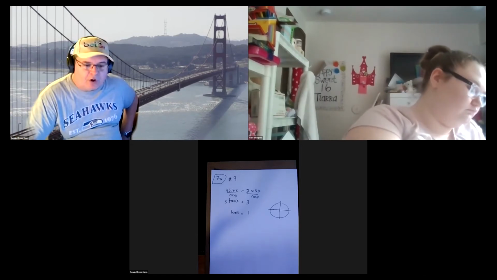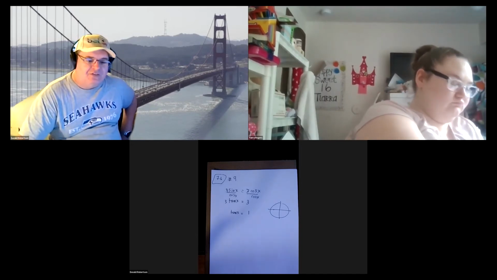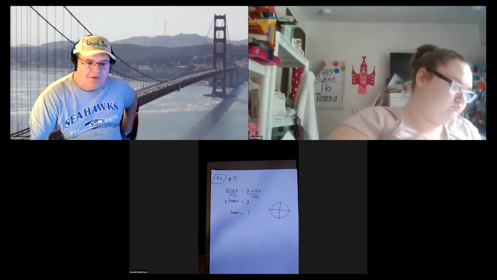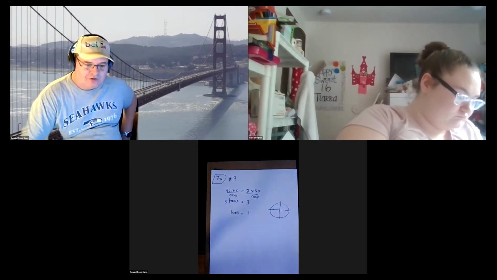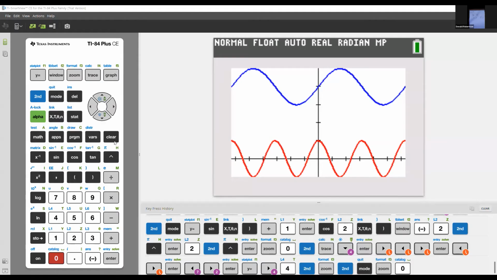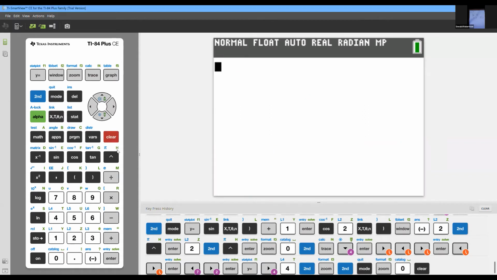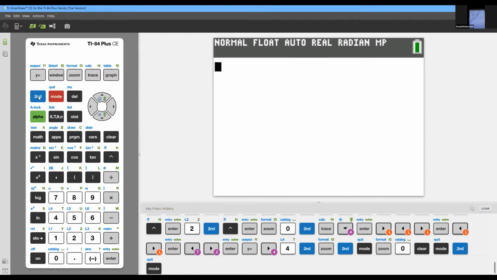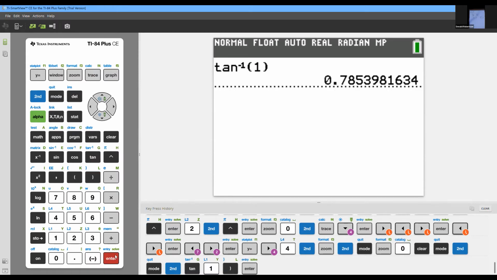So let's pretend that we got a horrible answer instead of 1, like the tan of x is 4/3. How would we go about making that happen? I'll share the screen and show you. I want to know what the inverse tan of 1 is. So I'll make sure that I'm in radians. And then I'm going to go inverse tan of 1. And that will give me the answer 0.785. And that's the small answer.